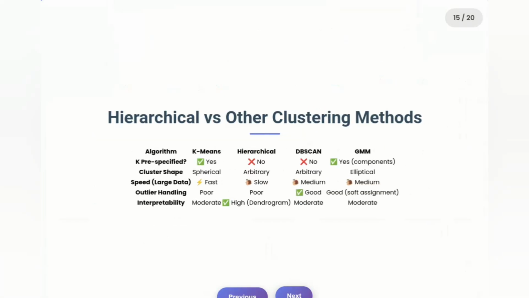How does hierarchical clustering compare to other methods? Unlike k-means, you don't need to specify k in advance, but k-means is much faster for large datasets. Unlike DBSCAN, hierarchical clustering doesn't automatically handle noise, but it's more deterministic. Gaussian mixture models can handle overlapping clusters better, but hierarchical clustering is simpler to understand and implement.